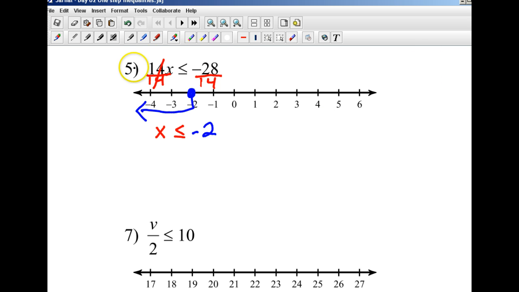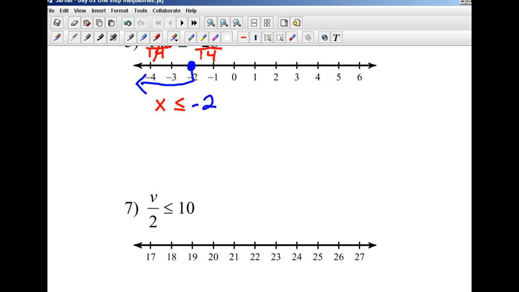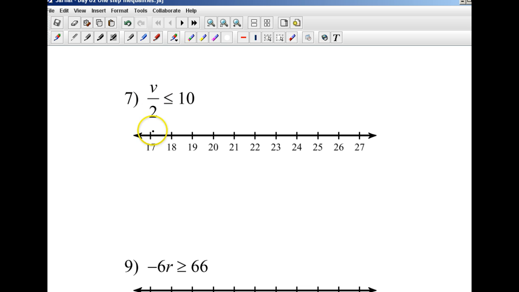Alright, I'll do one more, then let you guys work. So we got 14 times, so I divided by 14. What does v over 2 mean? Is that addition, multiplication? What is that? Division. So yeah, what divided by 2 is 10? What divided by 2 equals 10? 20. How can we get 20 from these numbers? Multiply by 2, both sides.